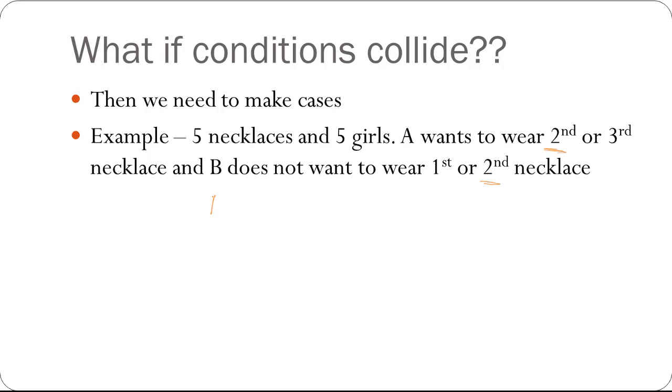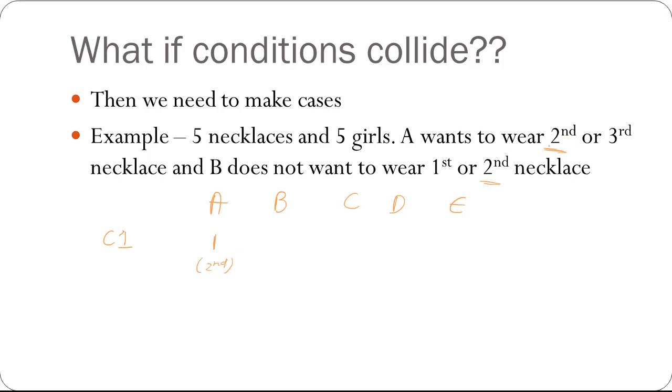So again, to explain, let's just consider these 5 girls again. A, B, C, D, E. As I said, we satisfy the positive condition first, right? So A wants to wear the second or third necklace. So let's make 2 cases. Case 1, in which A has worn the second necklace, right? So one way, A has worn the second necklace.